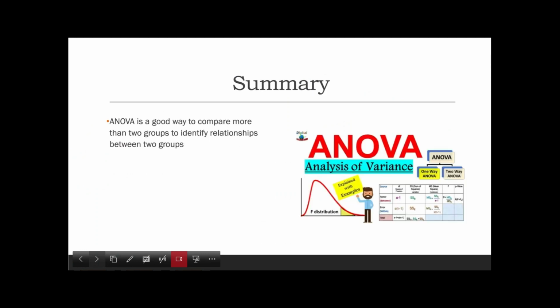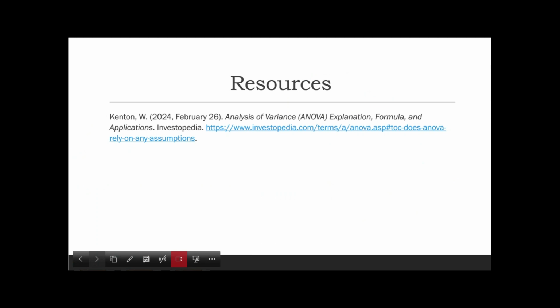So in summary, the ANOVA is a good way to compare more than two groups to identify relationships between these groups. And then here are our resources.